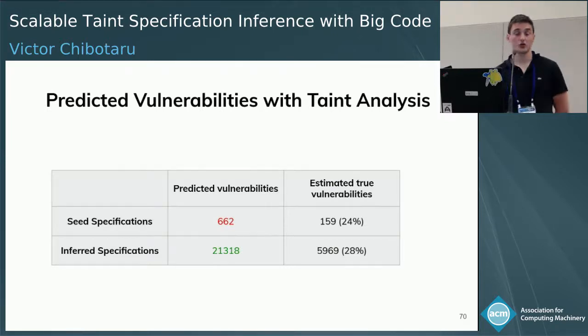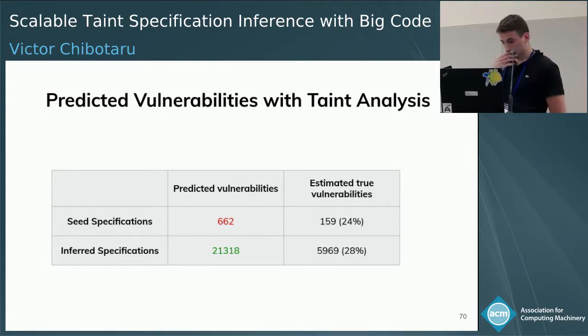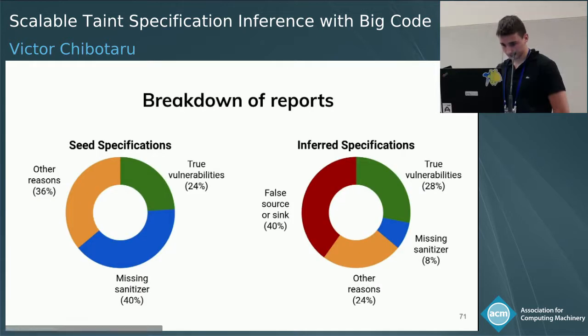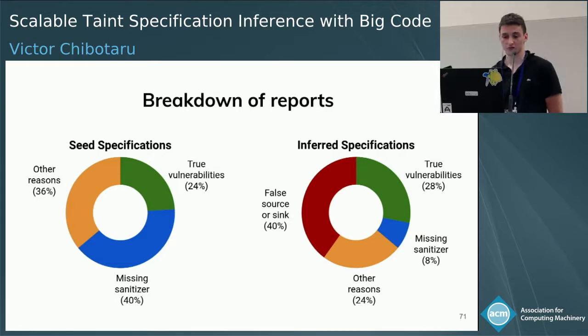Second, we checked how many new security vulnerabilities we can predict using the inferred specifications. It turns out that the recall increased 30 times. And the precision stayed more or less the same, which might sound a bit surprising, but when we took a closer look at it, we observed that the seed specification misses a lot of sanitizers, and this results in a 40% false positive rate. On the other hand, the inferred specification is more complete in terms of sanitizers, but due to misprediction, it also has false sources and sinks.